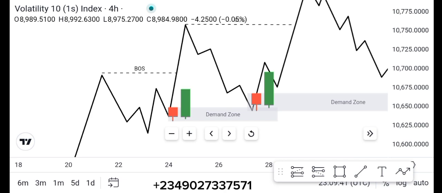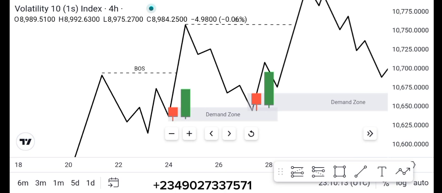A demand zone is the area where a lot of buyers, or a lot of traders, are interested in pushing the price upward. So how do we know that a demand zone has been formed after a break of structure? You can see these first two candles. Then you can see the first bearish candle, the first red candle. It was the last candle, and it must be the last candle before the impulse move.